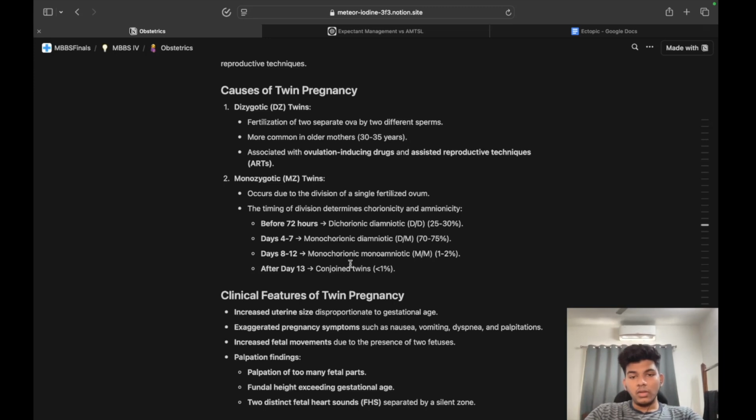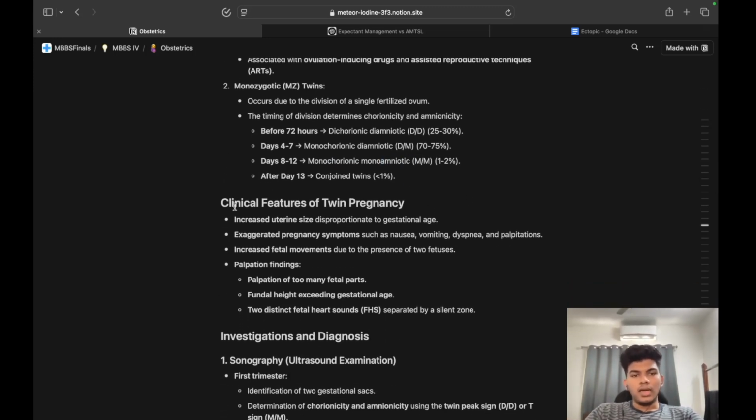First, depending on the time of division: within 3 days, 4 to 7 days, 8 to 12 days, and after day 13. If the division happens very early, it is dichorionic, diamniotic, which is 25 to 30%. If it is somewhat late, it is monochorionic, diamniotic, which is 70 to 75%. Monochorionic, monoamniotic is 1 to 2%, at day 8 to 12. And finally conjoined twins. Chorion refers to the placenta which is present, amnion refers to the amniotic sac.